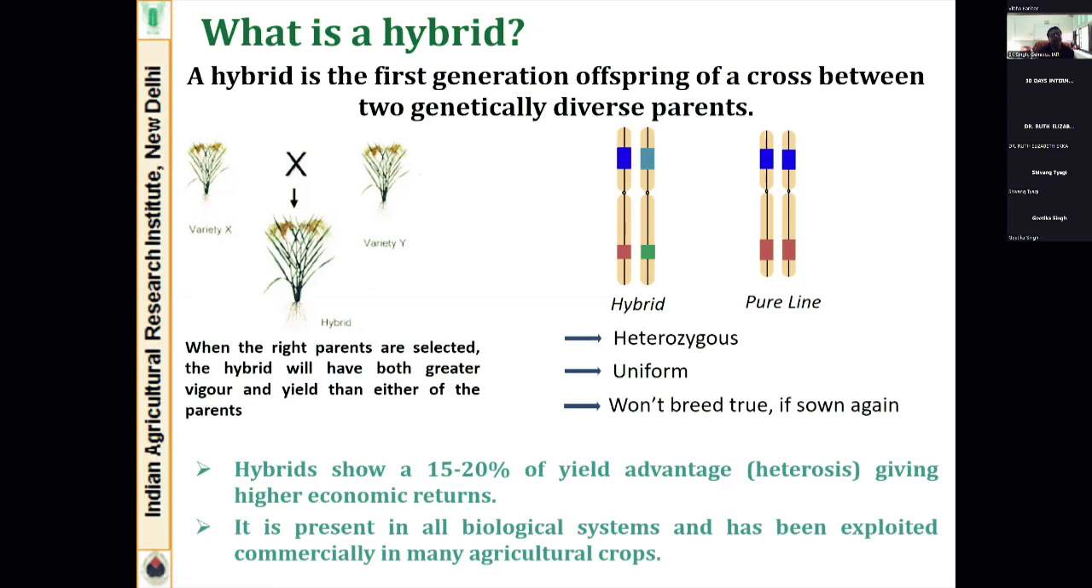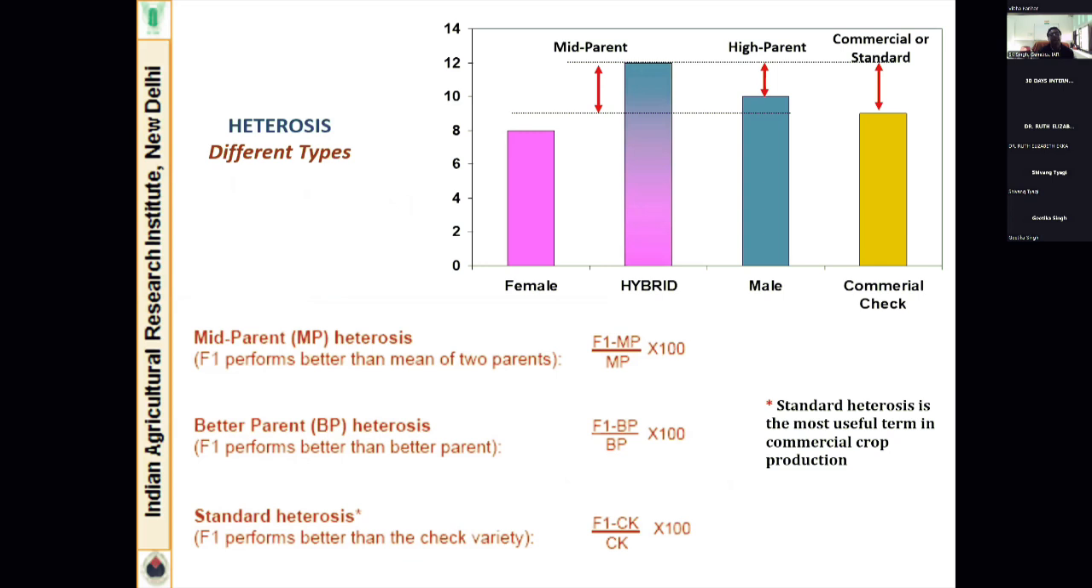Another is the hybrid, which is the first generation offspring of a cross between two genetically diverse parents. Hybrids are heterozygous in nature, uniform by phenotype, and they will not breed true if sown again because of inbreeding depression. We normally prefer hybrids due to a 15 to 20% yield advantage, which we call heterosis, giving higher economic return. Hybrids are present in all biological systems and have been exploited commercially in many agricultural crops, specifically in cross-pollinated crops. So this is heterosis.